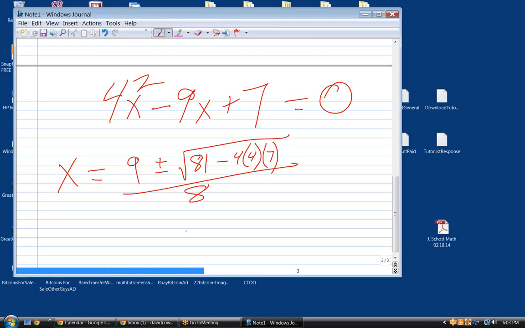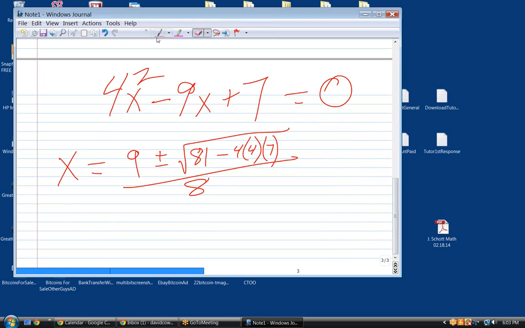8. Now, what's in the middle here? We have 28 times 4. That is 112. So we've got 9 plus or minus the square root of, what did I say that was? Minus 112, so it's minus 31, all over 8.